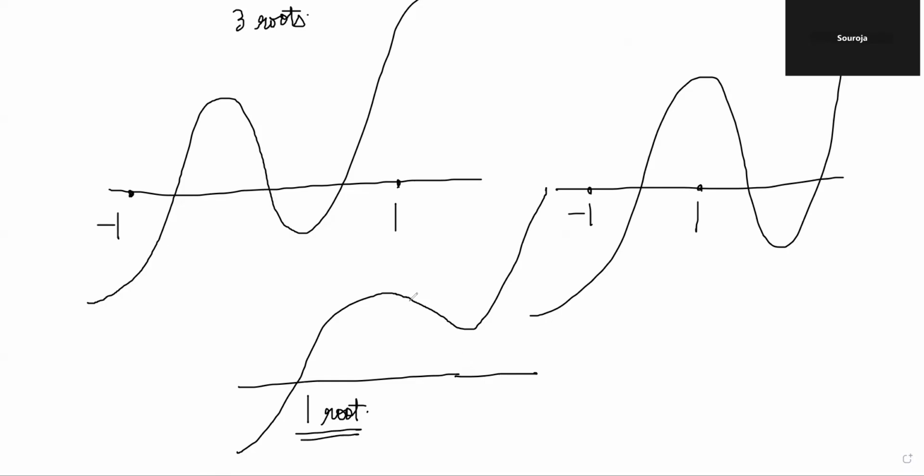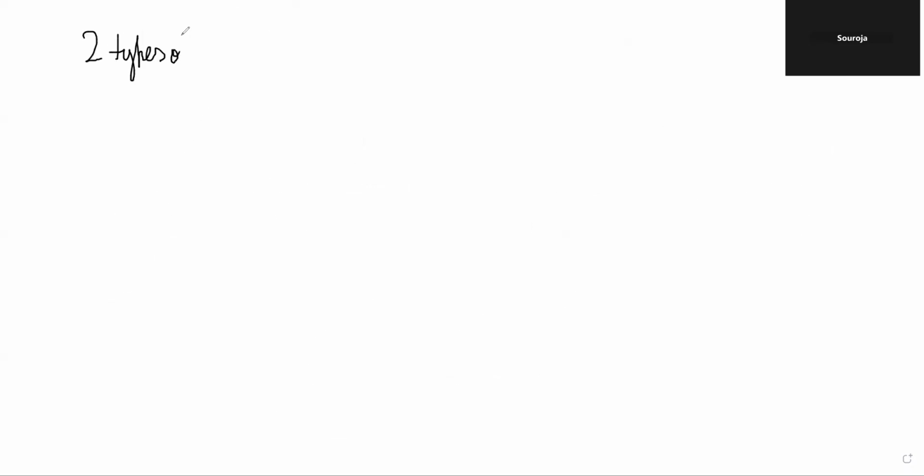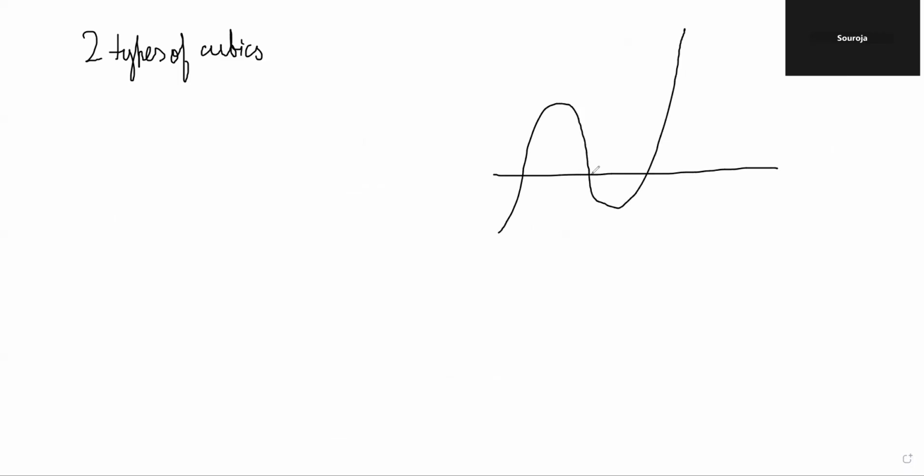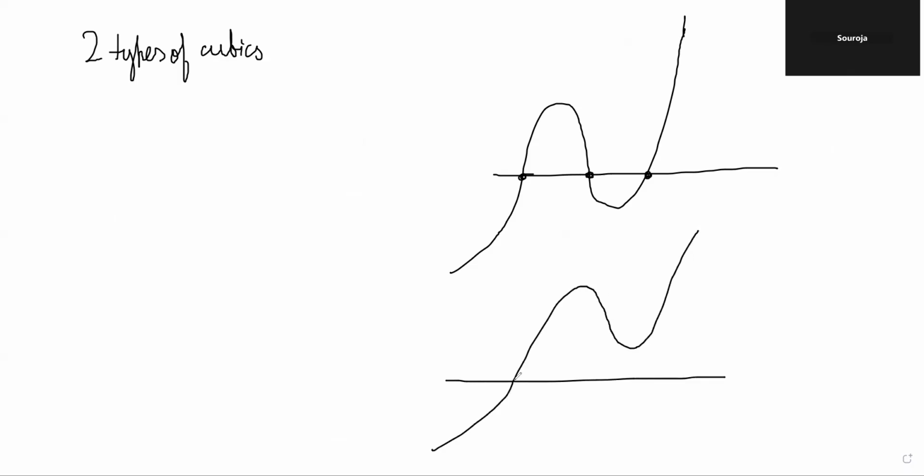So there are two types of cubics. One type is when it has 3 roots. These are the 3 roots, right? And one type is when it has only one root. This is a typical graph of a cubic which has only one root, right? In our question, we have to figure out how many roots are there between -1 and 1 for our particular cubic, right?